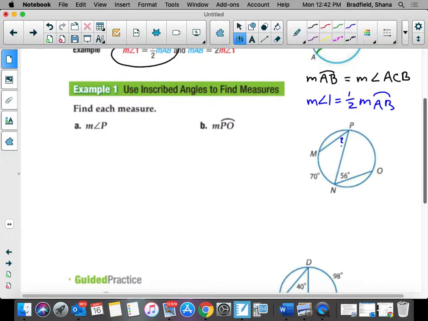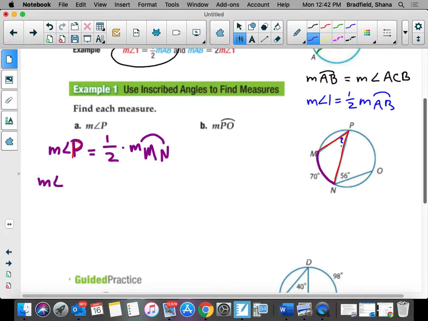Well, if I take that angle and I follow along the rays from that vertex, I can see that it intercepts my circle with arc MN. And so the rule is that the inscribed angle, which P is an inscribed angle because it has its vertex on the circle, the measure of angle P is going to be equal to 1/2 the intercepted arc, and the intercepted arc is MN.